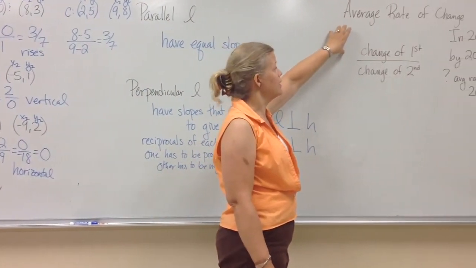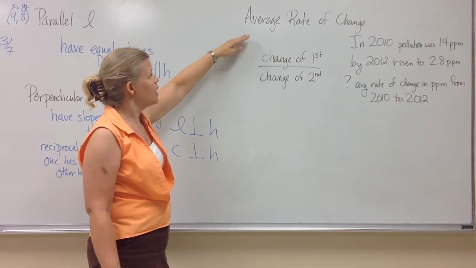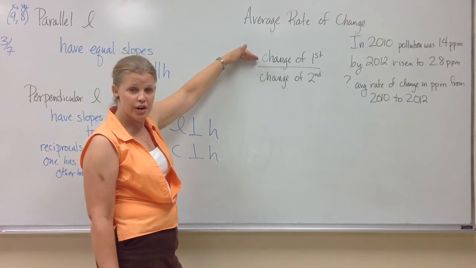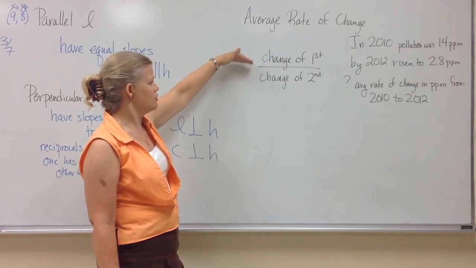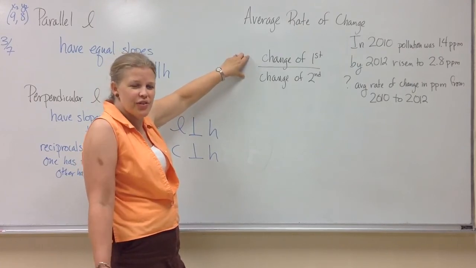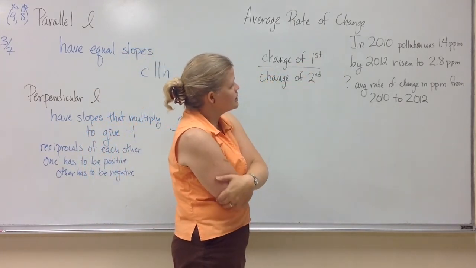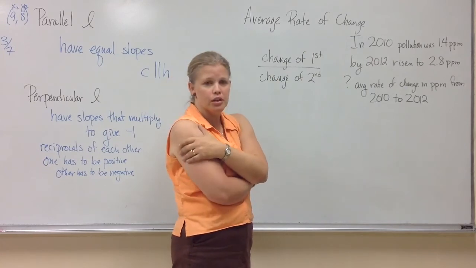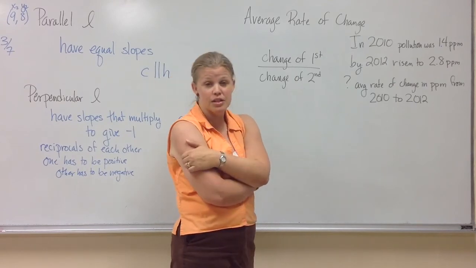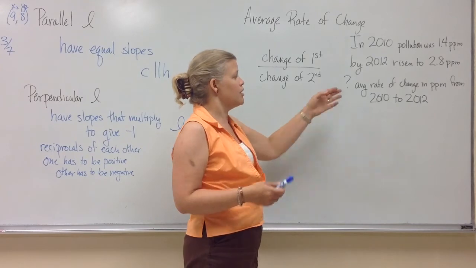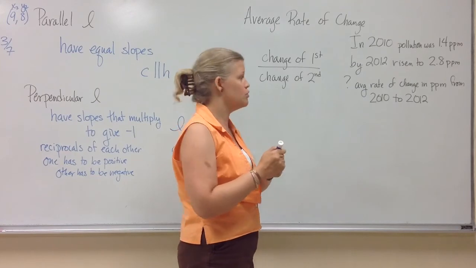So we're going to look at, it's called average rate of change. We don't do this a whole lot, but I'd like you to hear. Rate of change means change of first variable over change of second. Okay? And if you think about this, a change, and you're dividing, it's just a fancy word for slope. Okay? So I've got a little example here. In 2010, pollution was 1.4 parts per million. Those of you in chemistry, you might hear this or you'll hear it soon. By 2012, it's risen to 2.8 parts per million. So my question is, what's the rate of change in parts per million from 2010 to 2012?